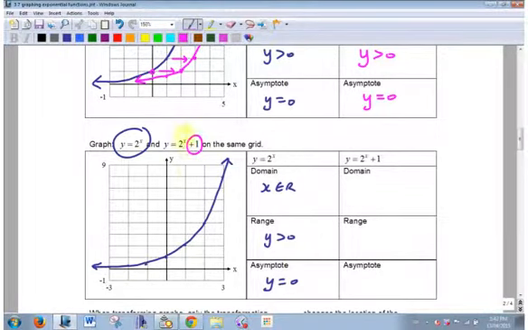Now, let's put in x equals 0. So I'm going to have 2 to the 0, which is 1. If I add 1 to that, what happens? Up by 1. Yeah, everything's going to be up by 1 point. That's why it goes to 9 here. That's up by 1. That's up by 1.